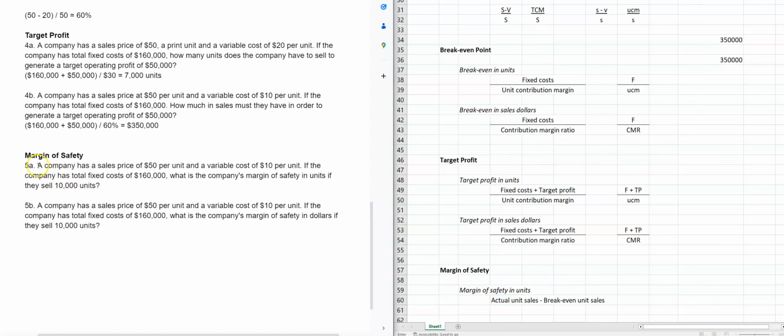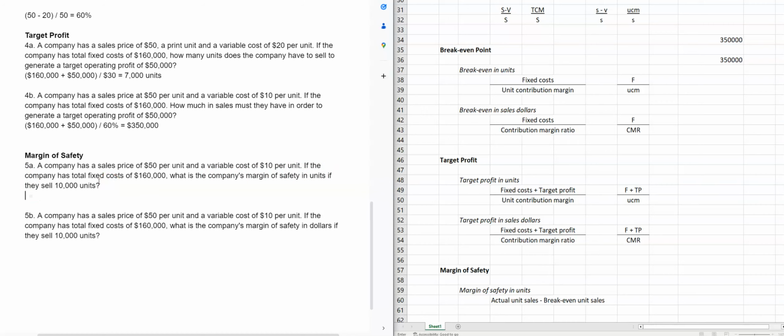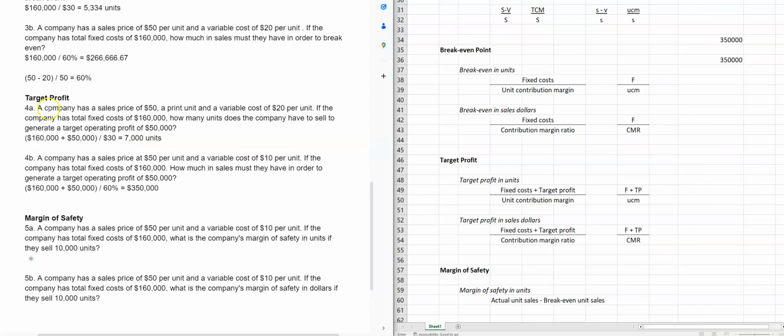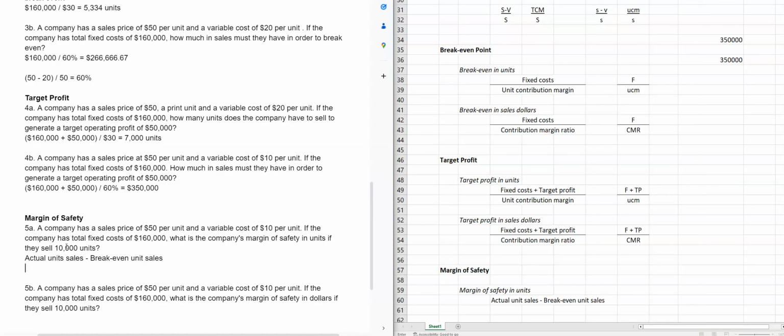So let's take a look here. We have a company with a sales price of $50 per unit and variable cost of $10 per unit. If the company has fixed costs of 160,000, what is the company's margin of safety in units if they sell 10,000 units? Okay. So I know we already calculated our break even in units, but I want to do it again simply because I think it's good practice. So our formula is actual unit sales minus break-even unit sales.